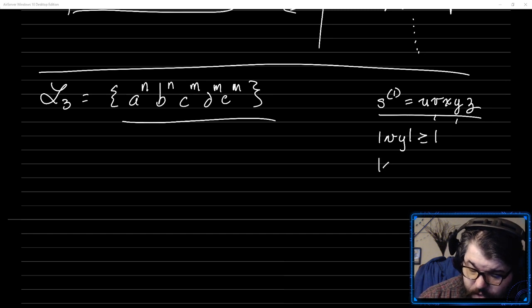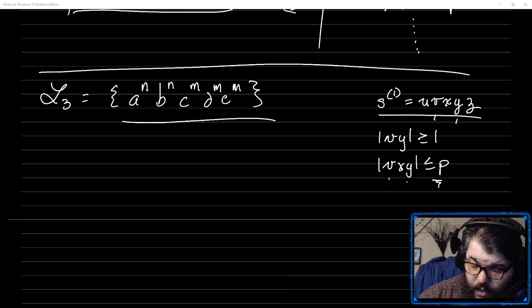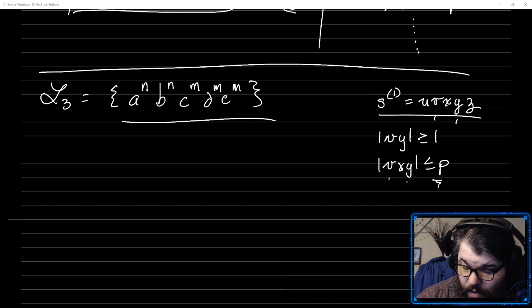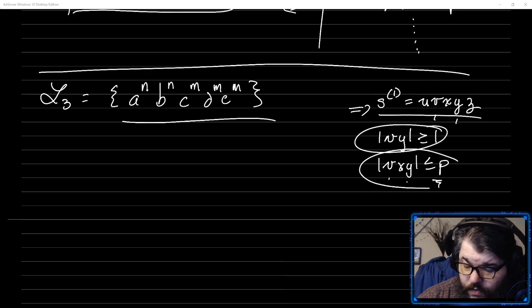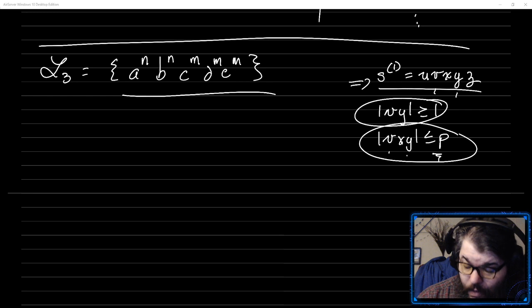Within P symbols, so the length between V and Y, including V and Y, is constrained to the length P. There has to be some place in any string that we get that's of length at least P, where if we break the string up into the appropriate pieces, there is some V and Y, and those V and Y, including what's in them, are not more than P apart, such that we can take the V and Y out, or we can add the V and Y in as many times as we want.